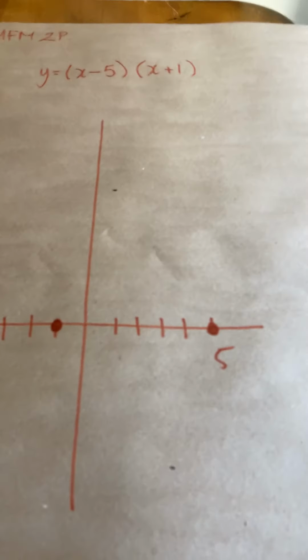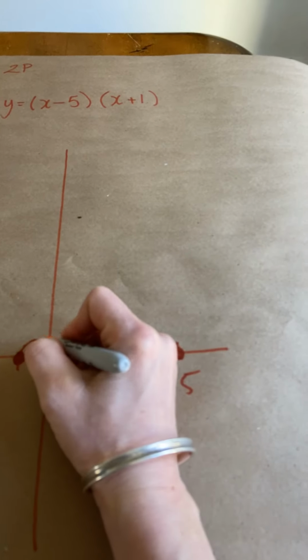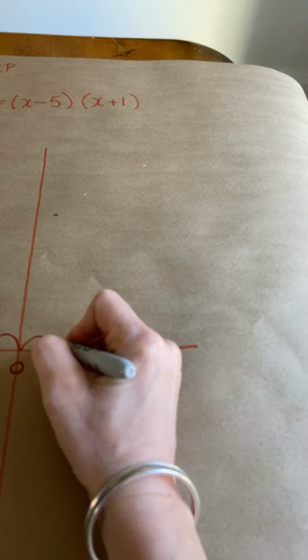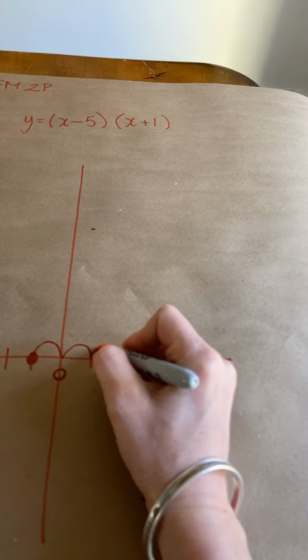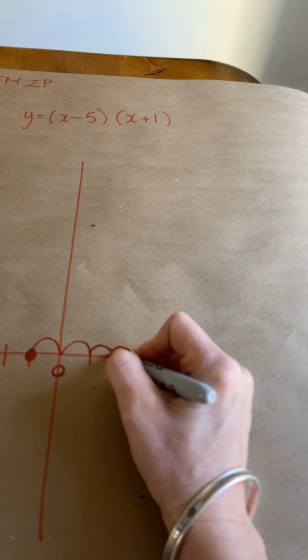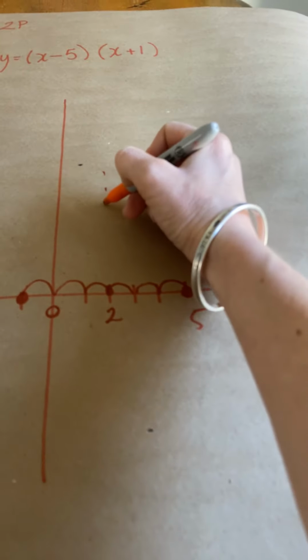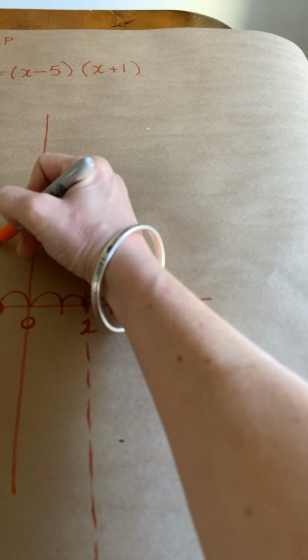I'm going to do my bunny hops again. Don't forget that here this is 0. You need to hop through 0 as well. So 1, hop, hop, hop, hop, hop. Oh, this time they meet at 2. That's the middle. That's going to be my axis of symmetry. And I know my curve is going to look symmetric.